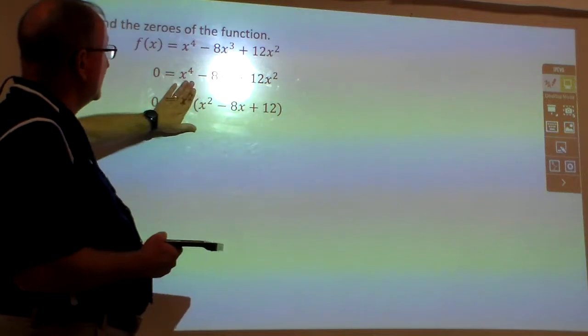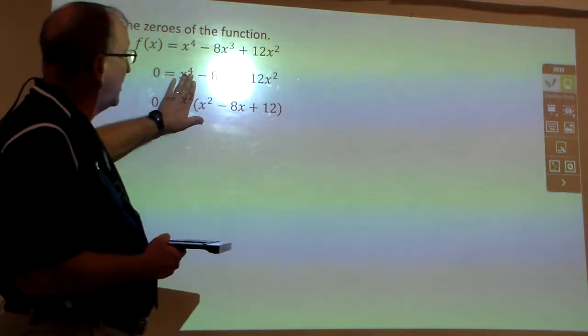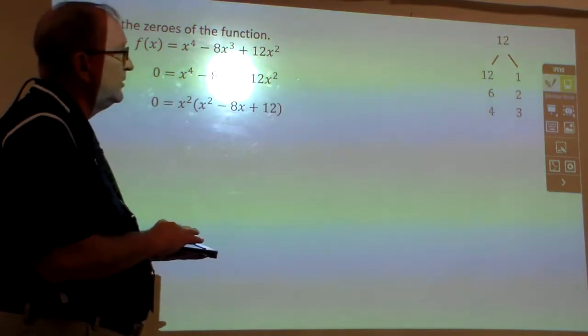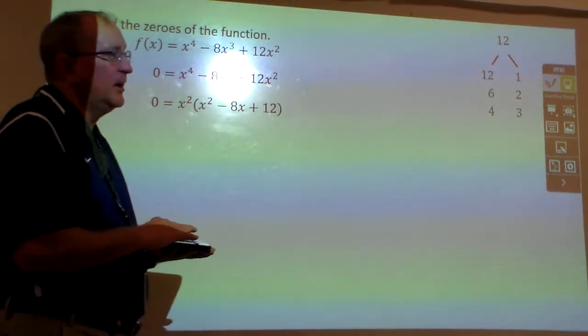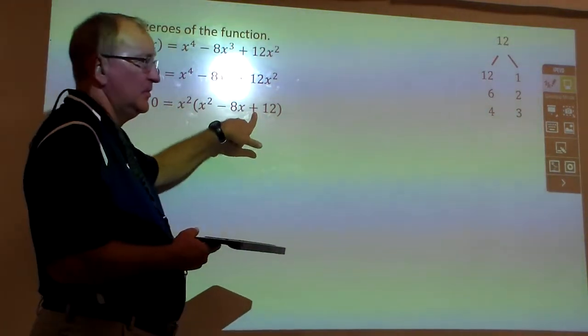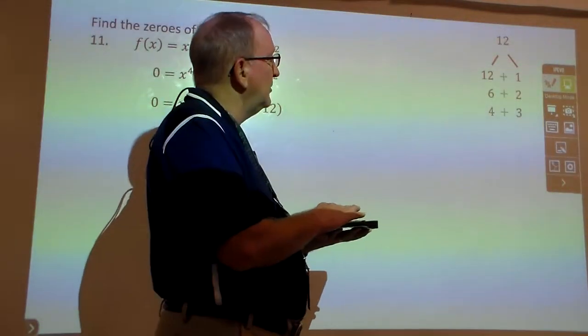And here's what's really nice. When we factor it, just look at that part right there only. Factors of 12 are 1 and 12, 2 and 6, 3 and 4, right? Correct? What's the sign in front of 12? So I'm just going to add them.